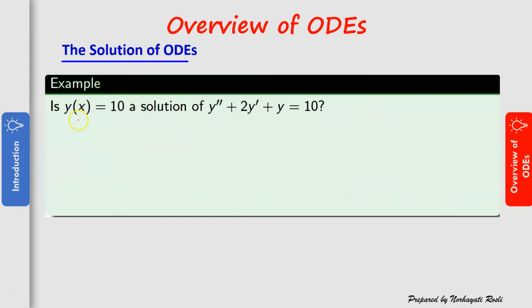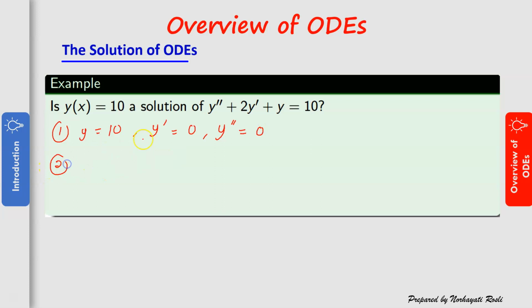Next, we go to this example. Is y(x) equal to 10 a solution of y double prime plus 2y prime plus y equal to 10? Here we have y equal to 10, which means that when we differentiate this one, we get 0. We differentiate again, and we get 0.